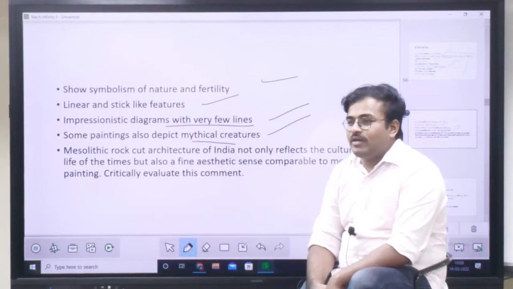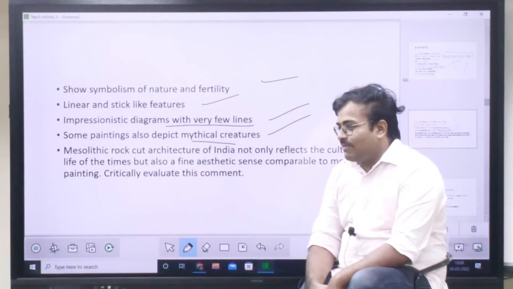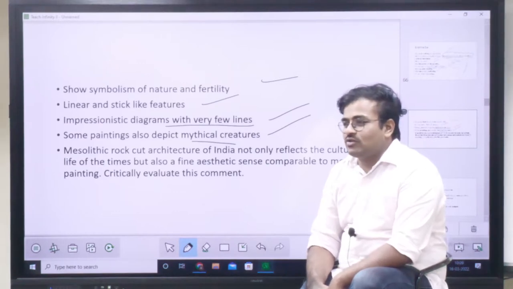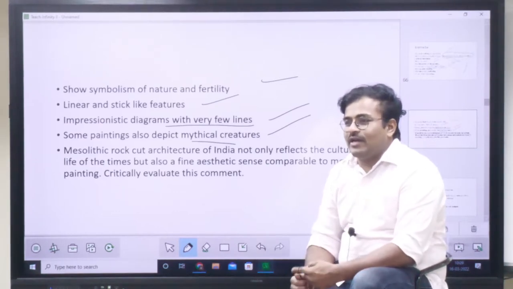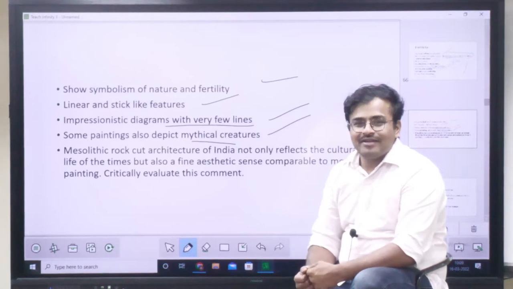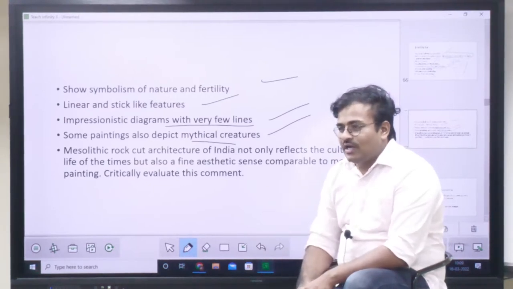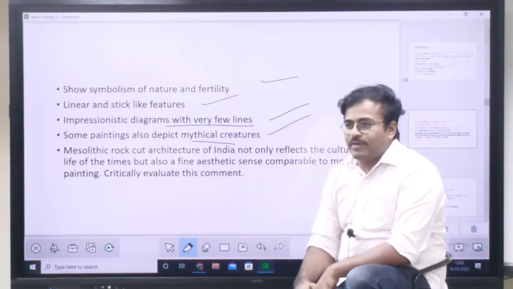It should be Mesolithic rock paintings, right? Yes. But the examination department of UPSC has also overlooked this. In the examination, the students were shocked: how can you compare architecture with modern painting? Yes or no? How can you compare? Is it possible? And is there any architecture from the Mesolithic period?